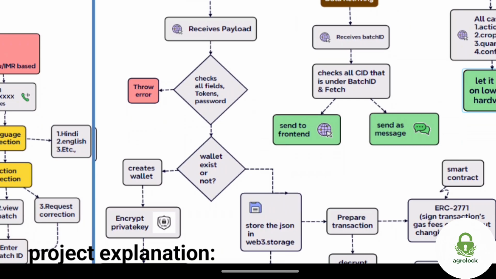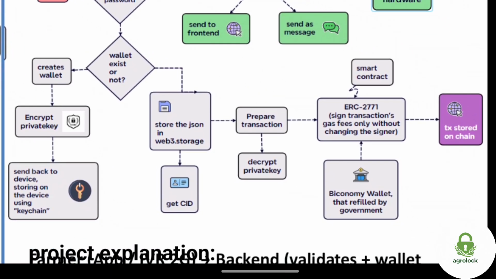Then it will check whether the farmer has a wallet or not. If it exists, it will store the JSON in Web3. If not, it creates a wallet encrypted with an encrypted private key and sends it back to the device to store the key. After the data is selected and stored in the JSON file, it will get a CID number.